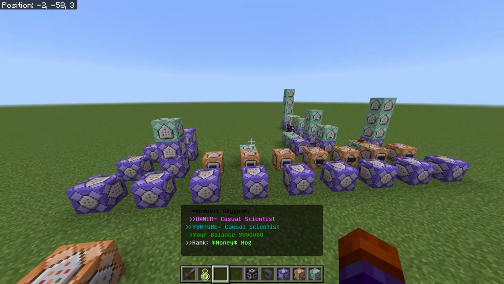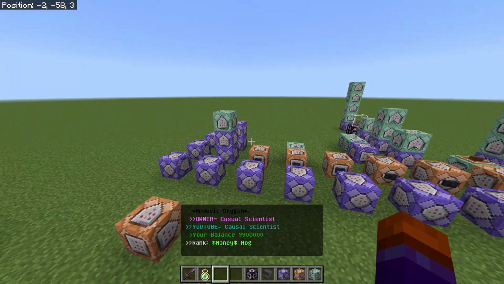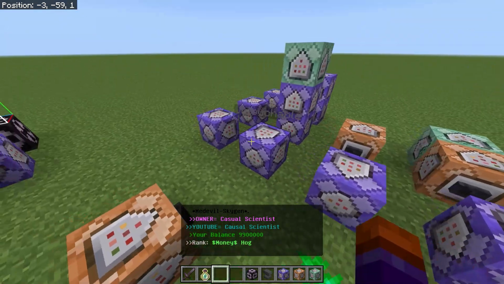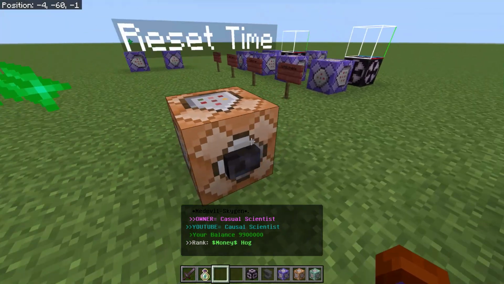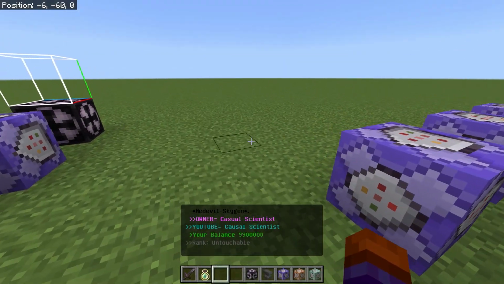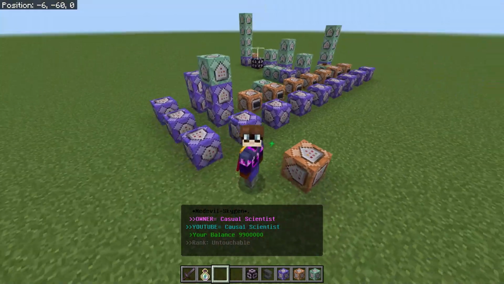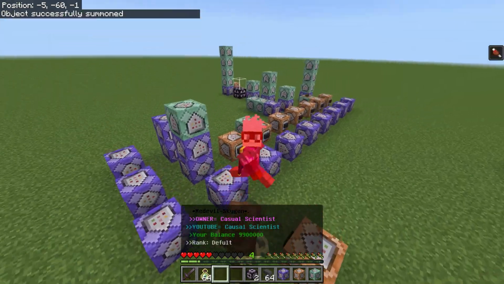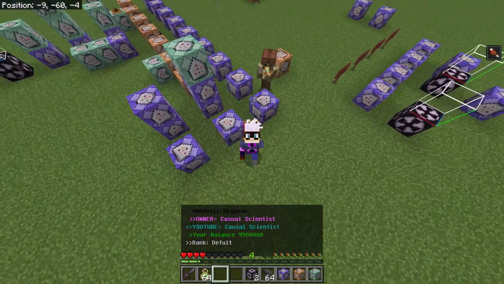If you want to check out how to get a rank such as Money Hog or PvP Pro or the Untouchable rank, which took me forever to figure out, by the way, which if you get hit once, you lose the rank. Let me just show you that really quickly. Boom, I lost the rank.